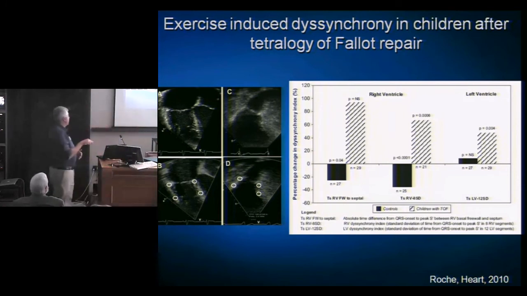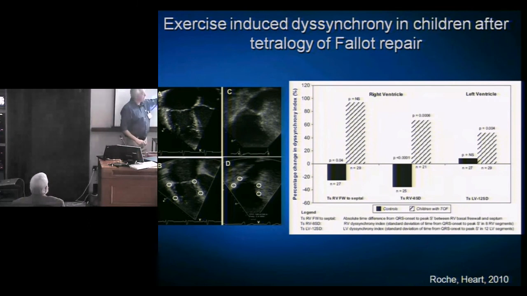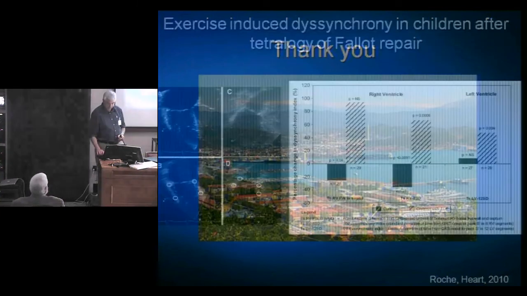And I, together with Lucy Roche, have shown that if you exercise patients on a bicycle and you echo them, whereas normal controls will actually increase their synchrony, they'll contract more synchronously in the black. Tetralogy of Fallot patients increase their dyssynchrony. They have less synchronous contraction during exercise, both in the right and the left ventricle.